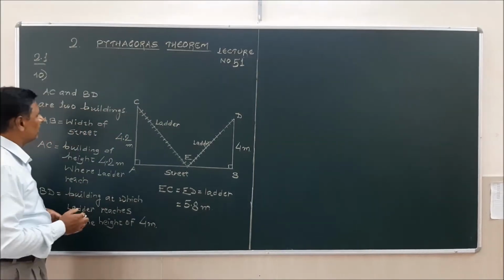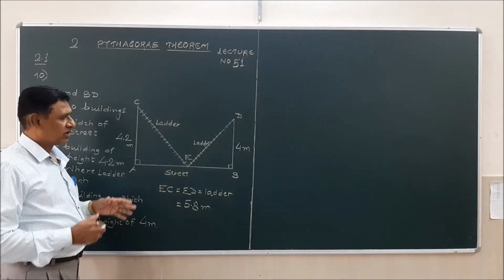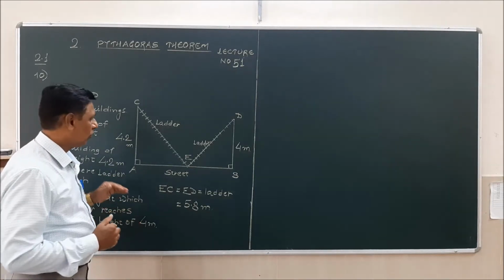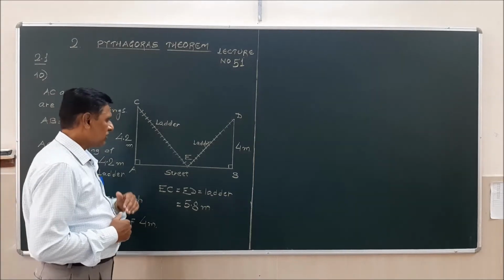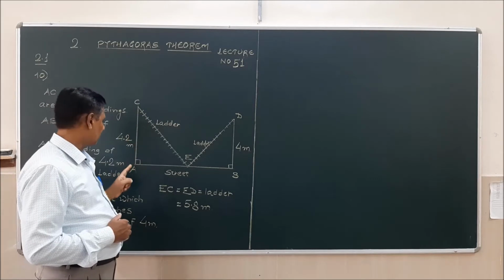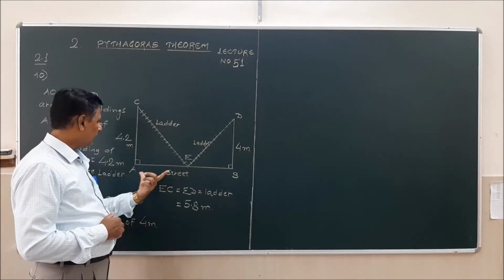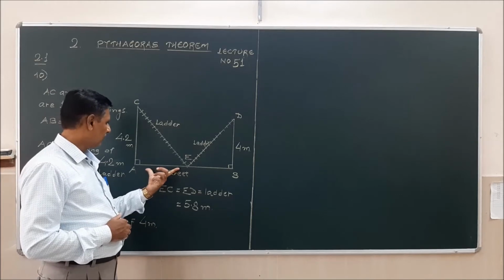So this is also a very important question. Surely it will carry 4 marks. So it's a 4 marks question. So what I have to do now, I have to apply the theorem of Pythagoras to triangle CAE, and I have to get the value of A.